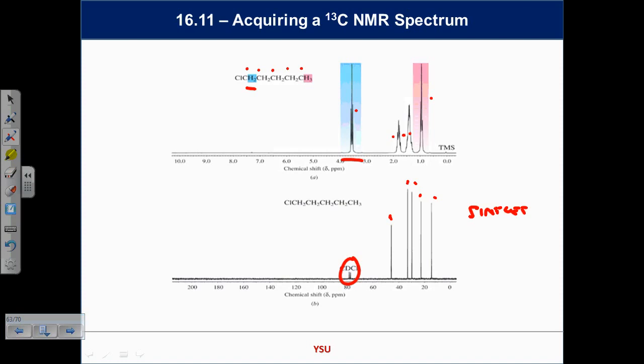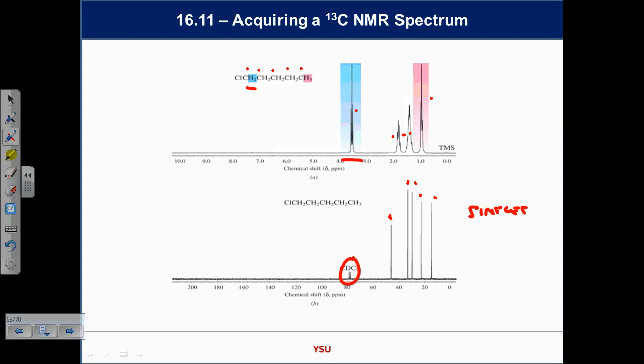In a proton spectrum, it's the neighboring protons that have a say about the shape of the signals. In a carbon spectrum, it's the number of hydrogens on that carbon that have a say about the shape of the signal. So if you have a CH2 group, it'll be a triplet. If you have a CH3 group, it'll be a quartet.